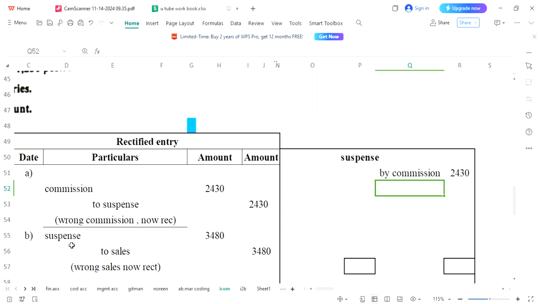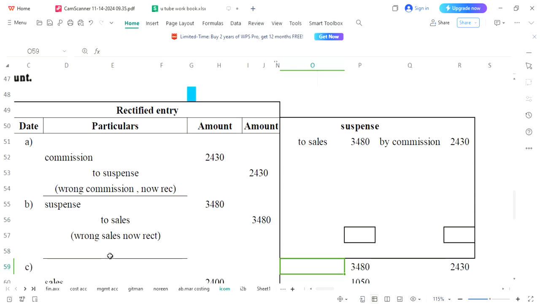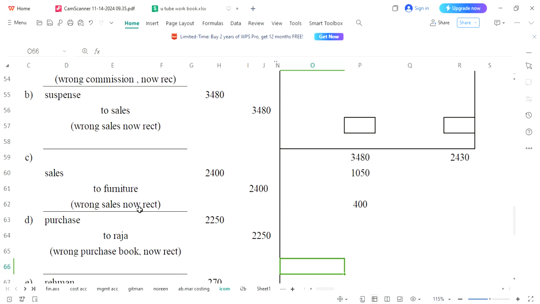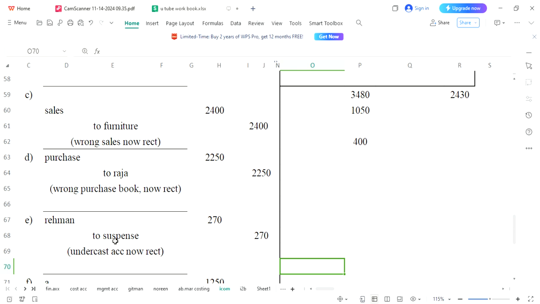Second entry, suspense. Look at here. Suspense is debit. So you will go to the debit side 3480. And here for the reference, you will write to sales. Let's see next entry. Please note it down. No suspense is present here. You can leave it. D entry. No suspense account is present in this entry as well. Leave it.